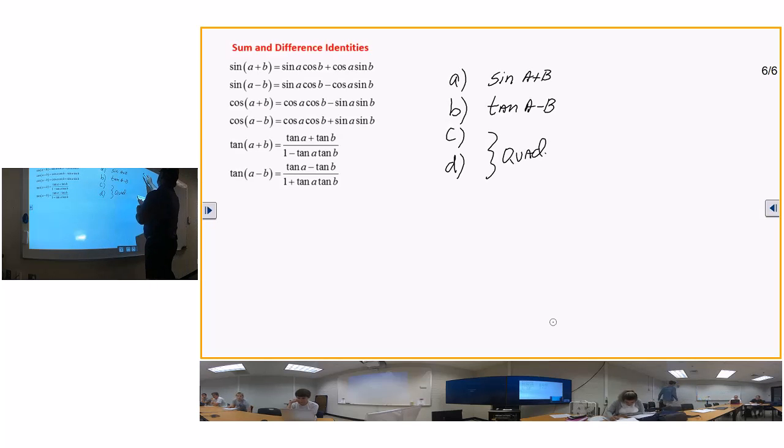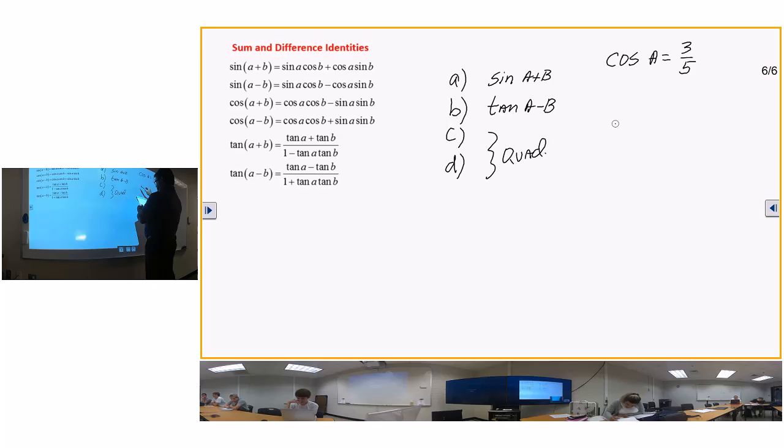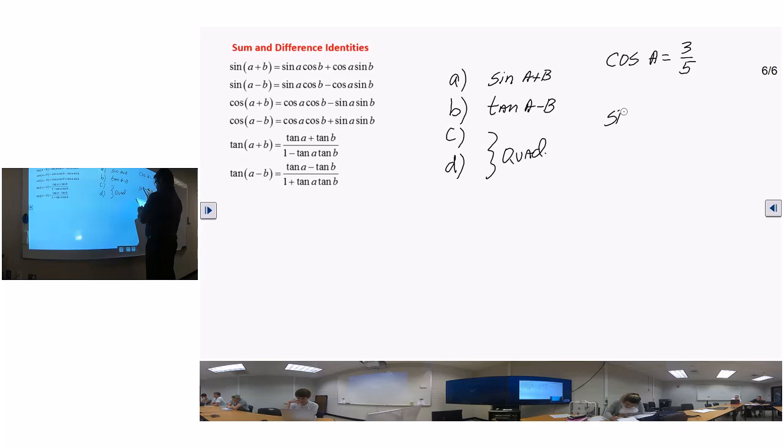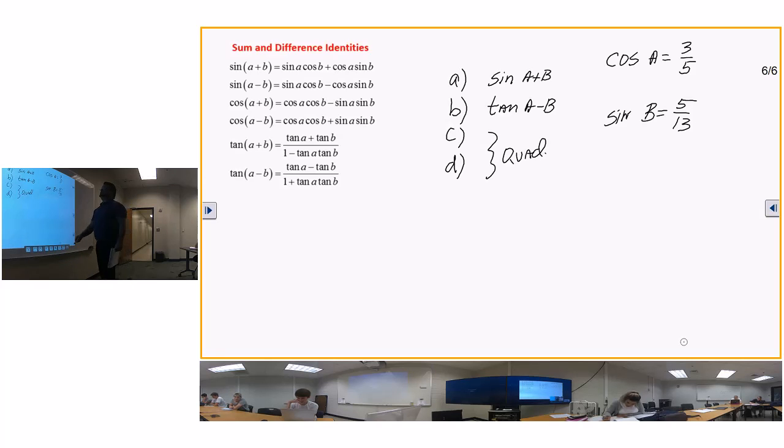And they give you the cosine of A is equal to 3/5, and they give you the sine of B is equal to 5/13. Okay, I want you to write all that down and then just say given.